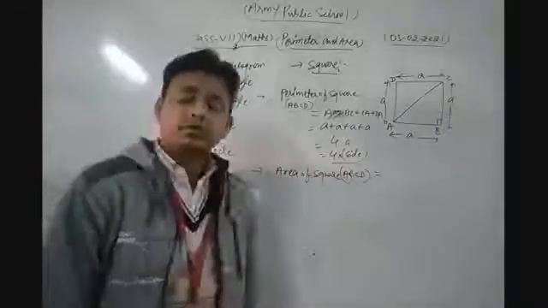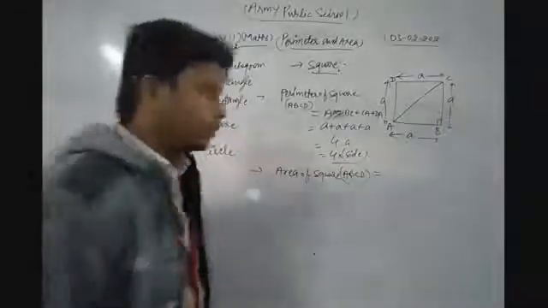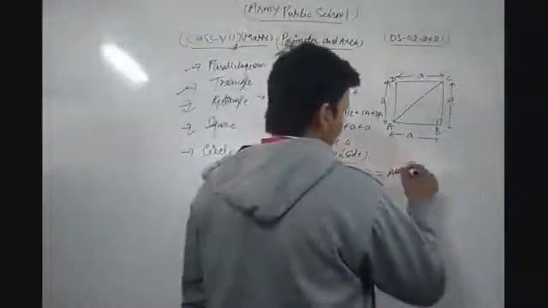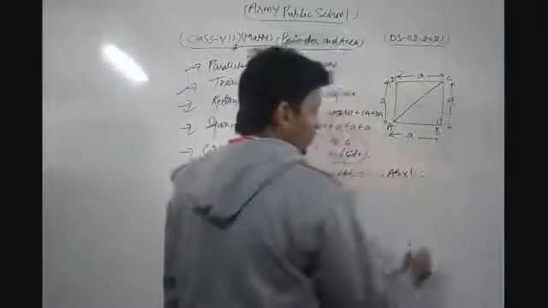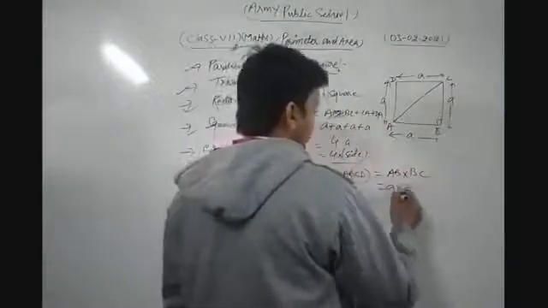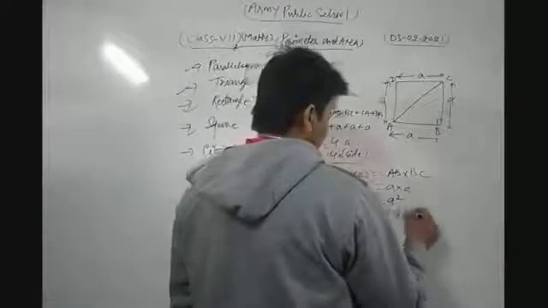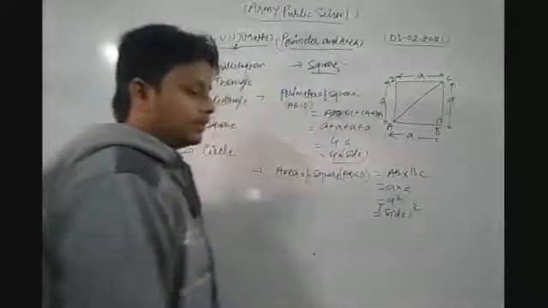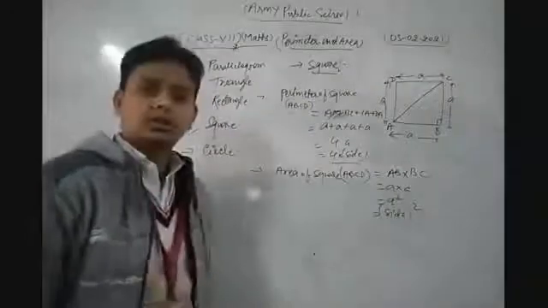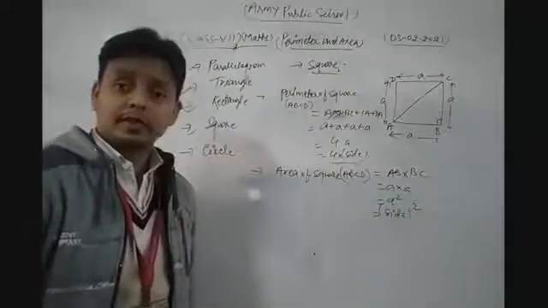Dear student, the area of square is what? Length into breadth. So length is AB and breadth is BC, each equal to A. So A into A means what? A square, that is side square. This is the formula of its area. Area of square is what? Side square. This is a very important formula.